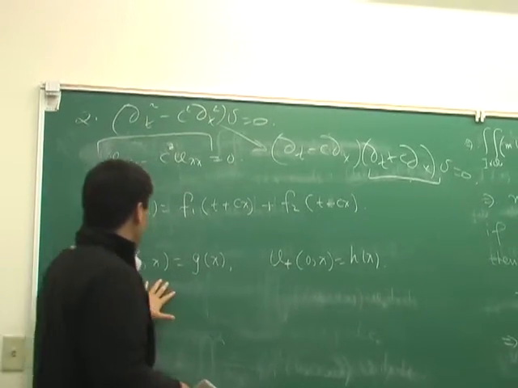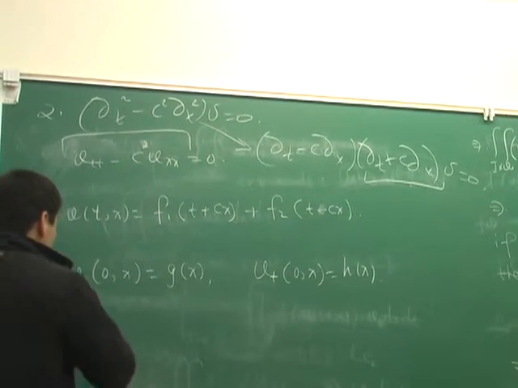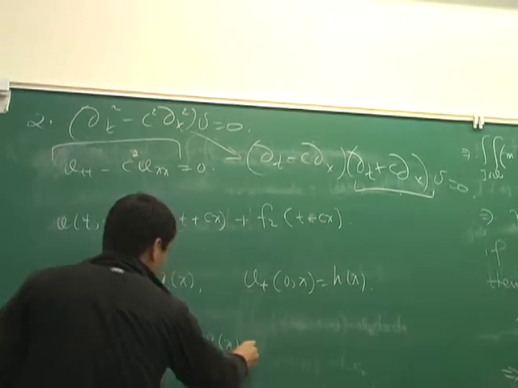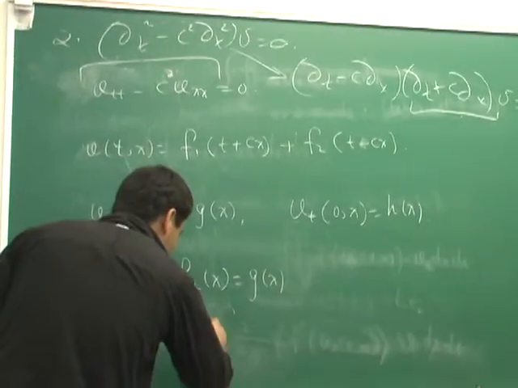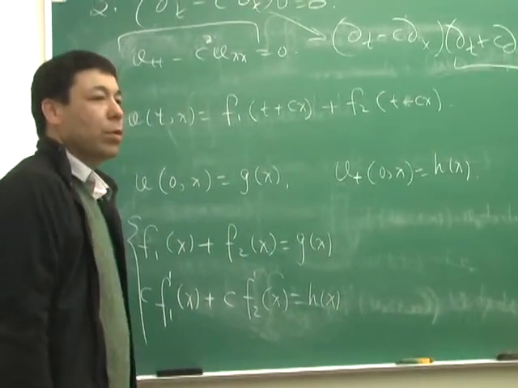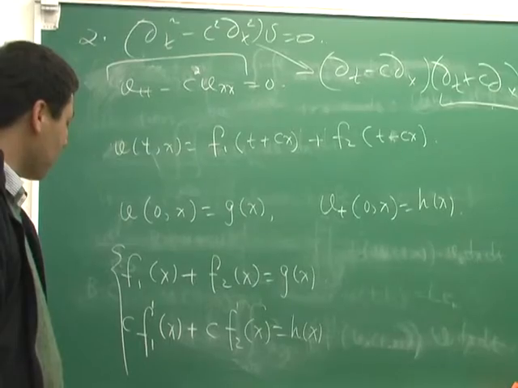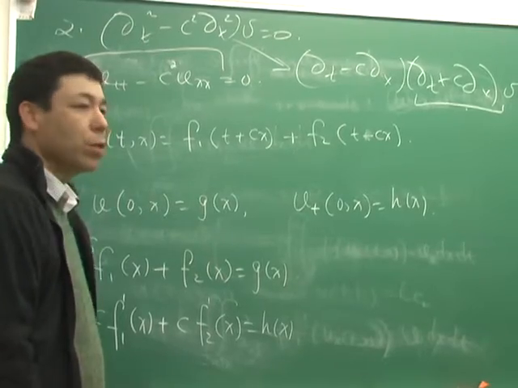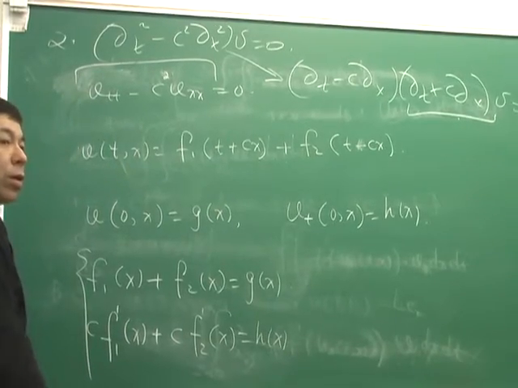And he said, with this initial condition, in order for this type of solution to satisfy this equation, F1(x) plus F2(x) should be G(x), and c F1'(x) plus c F2'(x) should be H(x). Is that clear how to get this? Well, you just substitute t equals 0 there, and then you take the derivative, and you'll get an extra c there. And then from these two conditions, we can specify what F1 and F2 look like. How do you solve for F1 and F2 from this? Take the derivative of this one, and then solve the linear system.